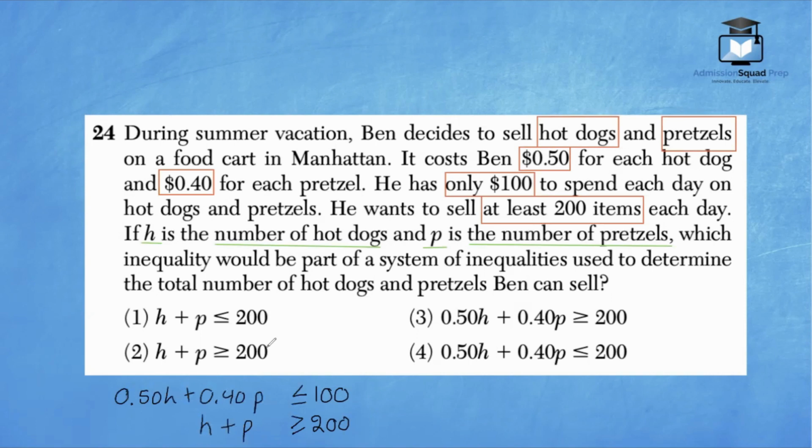Notice none of the answer choices have the number 100. So they don't want us to consider the first inequality here. We should be focusing on the second inequality. We're looking for H plus P is greater than or equal to 200, and that is answer choice 2. For this type of problem, you can go ahead and just set up the system and then compare your answer to what is available to you.